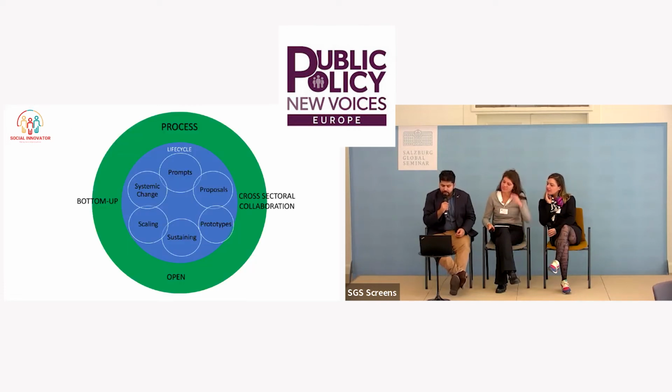We've identified the process here, and there are four factors that we've identified. It's a process, it requires cross-sectoral collaboration, it needs to be open, it needs to be bottom-up, so not hierarchical. And the life cycle of the social innovation involves proposals and prototypes, it needs to be sustainable, it needs to be scalable, and there need to be systemic changes.